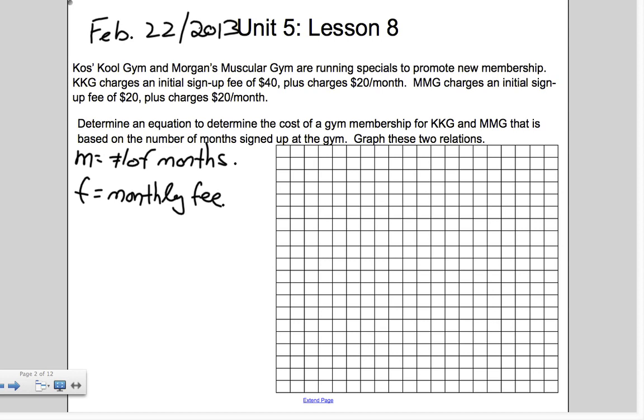Okay. So is the monthly fee affected by the number of months, Paul? No, okay. Well, that isn't my y value. If I think of this, so I can help explain my point, if we think of this y equals mx plus b, our value of m would be our x value, and then f would be our m value.